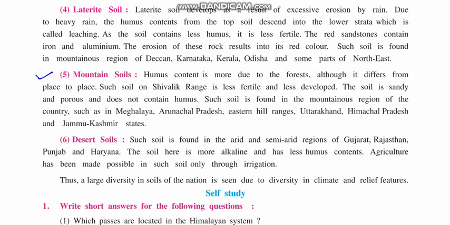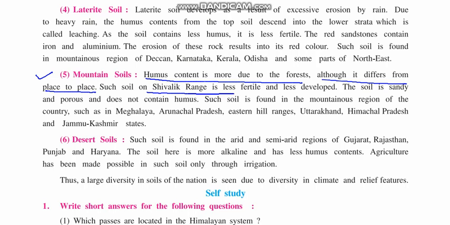Next is mountain soil. Now from the name you can know that it is found in mountains. Humus content is more due to forest. Humus means organic content is more due to forest, although it differs from place to place. That is not the same everywhere. It is different in different places.